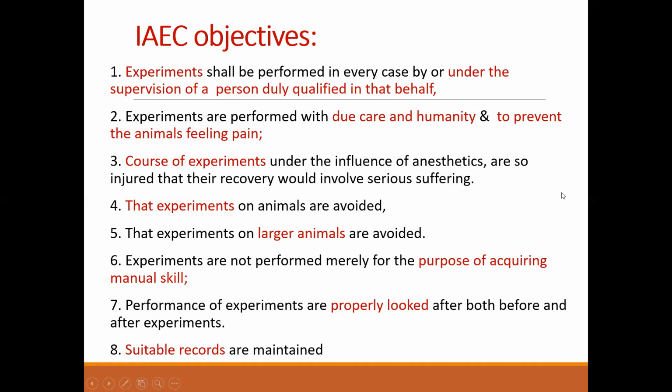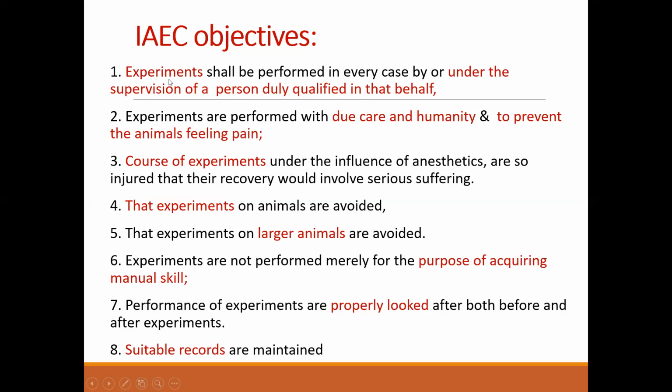So these are the main objectives of the IAEC. IAEC is the Institutional Animal Ethics Committee. This committee is formed or established in every college which performs experimentation on animals, right? It is compulsory and mandatory for all such colleges to form that committee, as per the guidelines of CPCSEA, right? So this is the main objective of the IAEC.